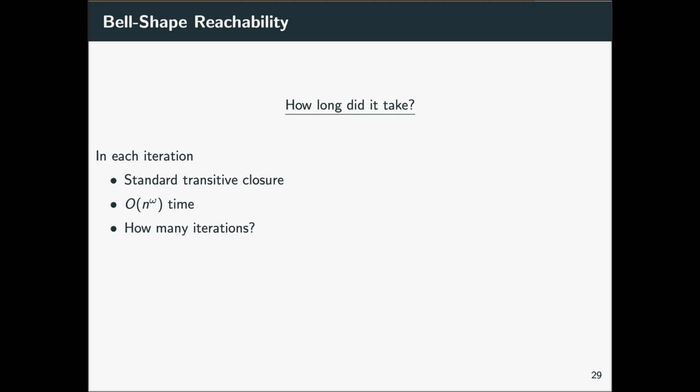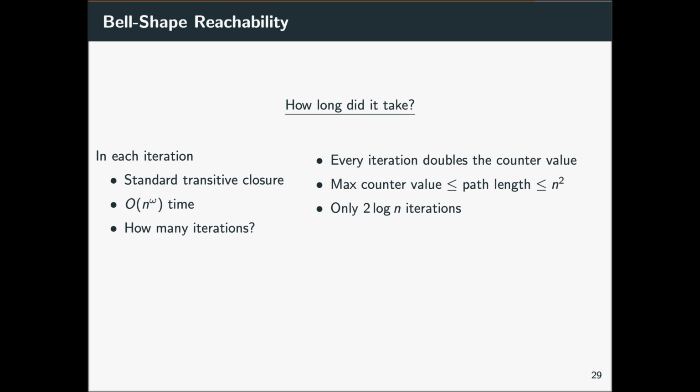Notice that every iteration doubles the counter value. Moreover, the maximum counter value cannot exceed the length of the path since we can only add 1 at each step. But since the maximum path length is only quadratic, the maximum counter value is at most quadratic, hence we only require 2 log n iterations for a total time of n to the omega log n. So this concludes that we can solve bell-shaped reachability in n to the omega log n time.